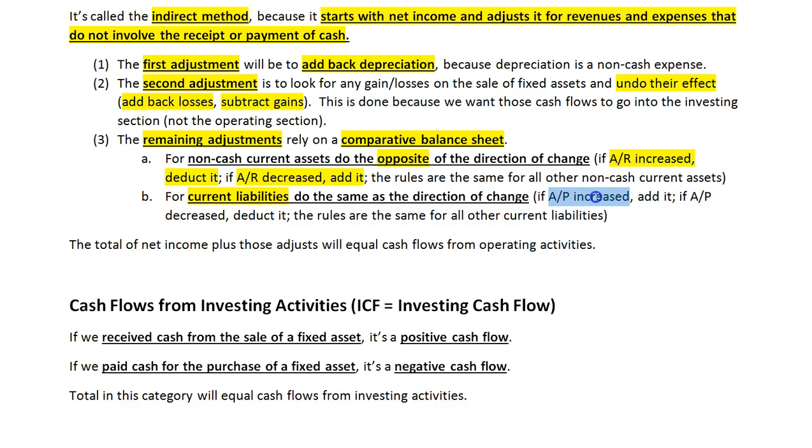So we're going to take accounts payable. If it increased, we're going to add it. So we're moving in the direction that we would think. An increase, we think of a positive number, so we add it. AP, if it decreased, we're going to deduct it. And these rules are the same for all other current liabilities.